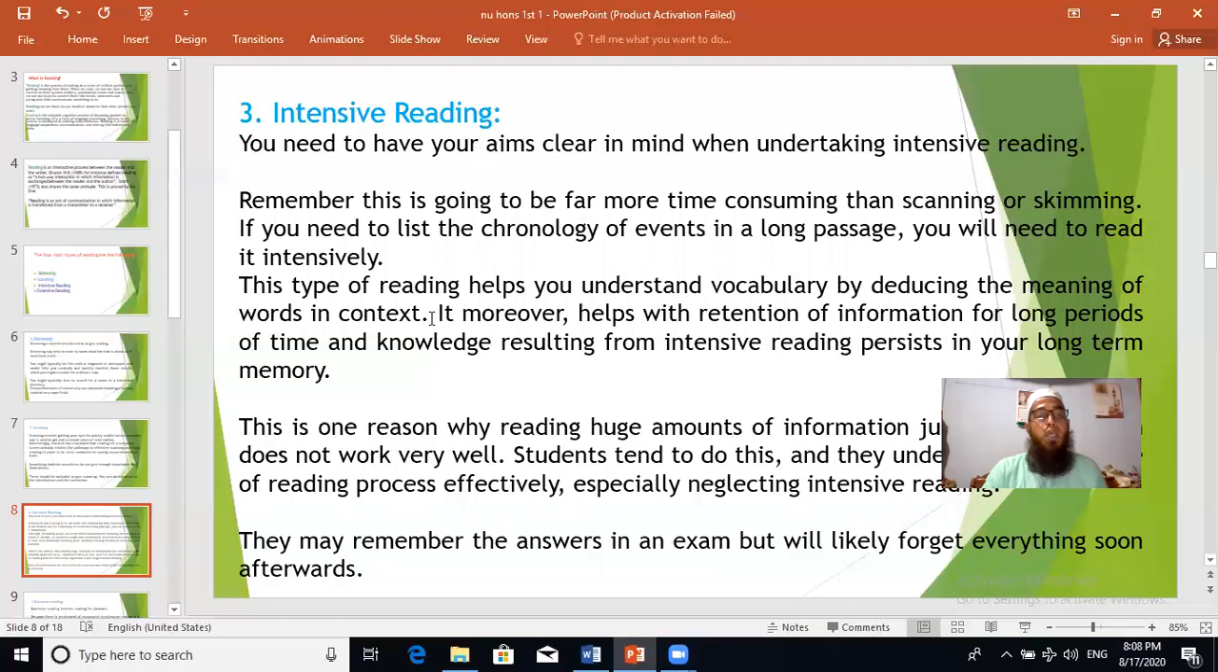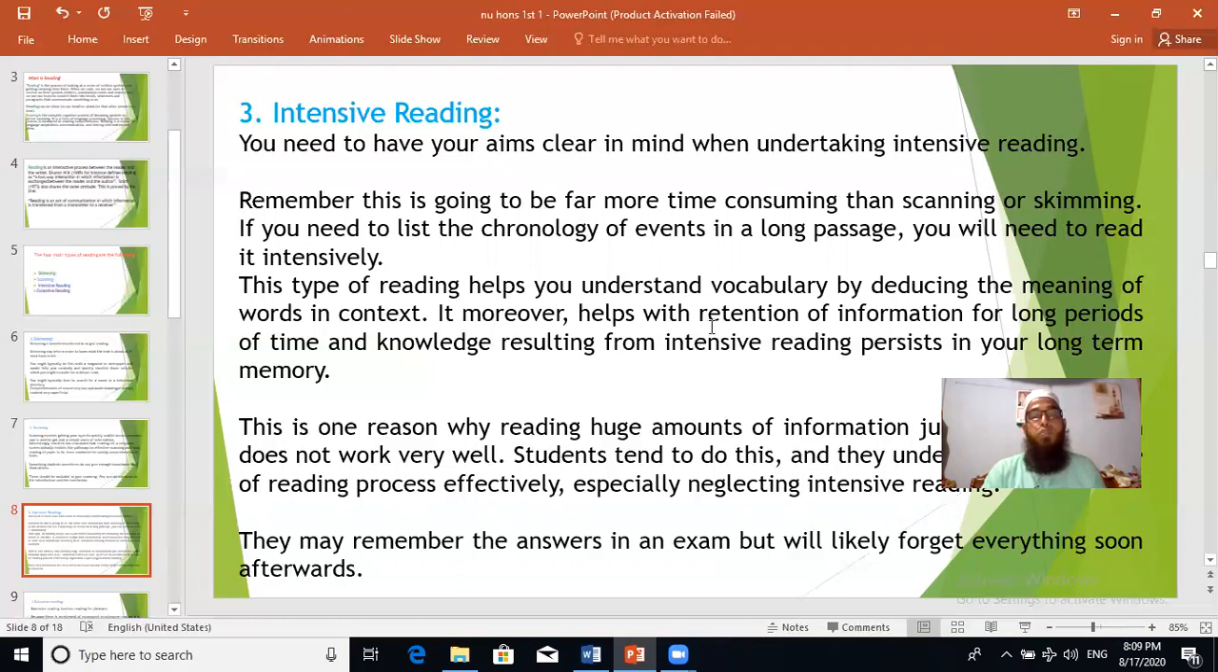This type of reading helps you understand the vocabulary by deducing the meaning of words in context. As you know, each and every word has two types of meaning. One meaning is dictionary meaning or literal meaning. Another meaning is contextual meaning. So sometimes when we read a passage, the words get a different meaning than their literal or dictionary meaning. So we have to understand the meaning of the word from the context.